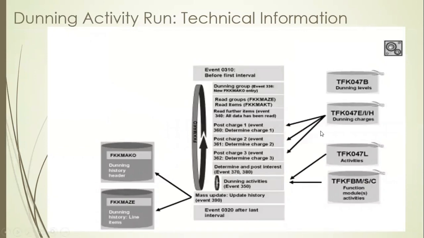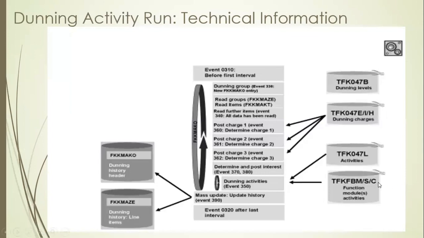So these are the tables where you can see the dunning labels, dunning charges, activities, and the function modules where you can enhance the dunning procedures. Whereas these are the standard tables for the dunning history and dunning line items history. Okay, so mostly it is a bit technical. If you need to add some kind of customization to the standard configuration, you can use this. Otherwise, applying and configuring the dunning labels will be enough.